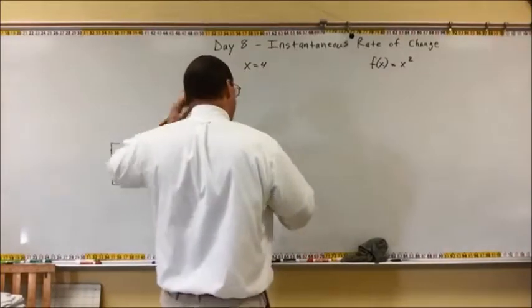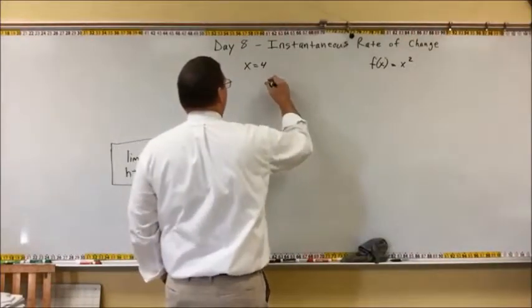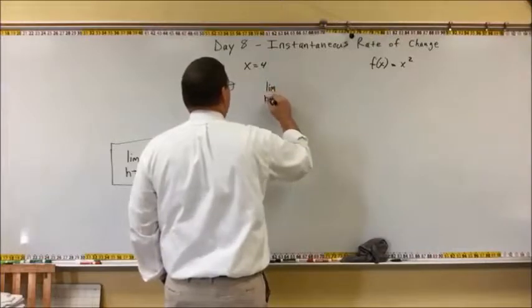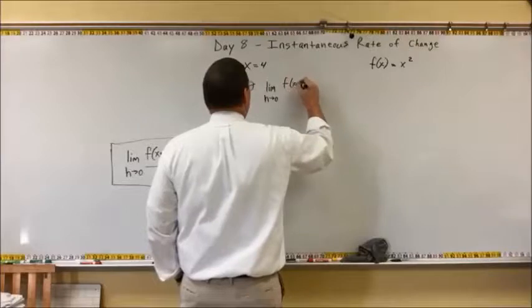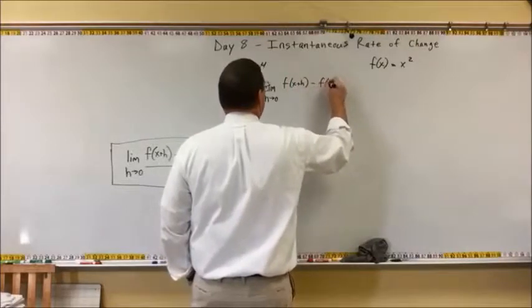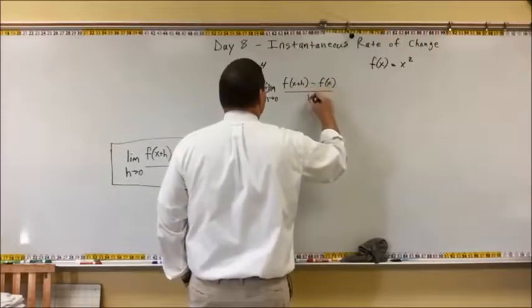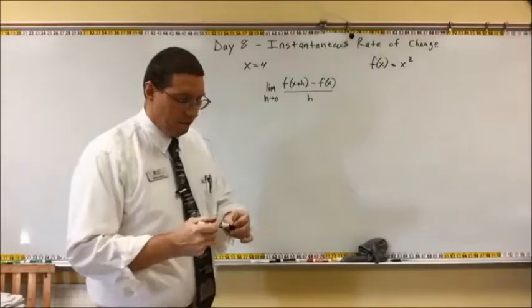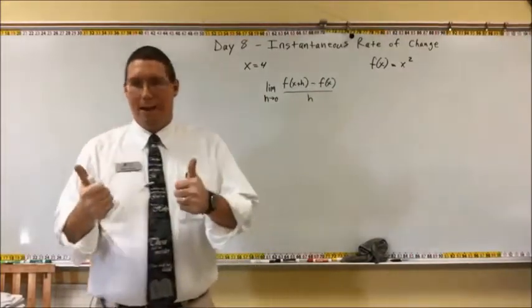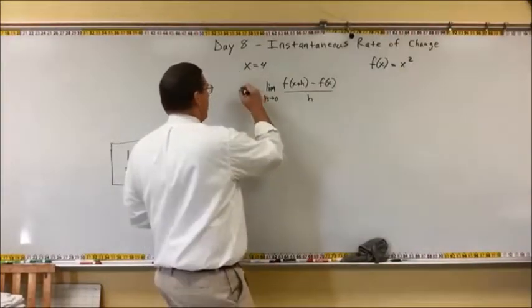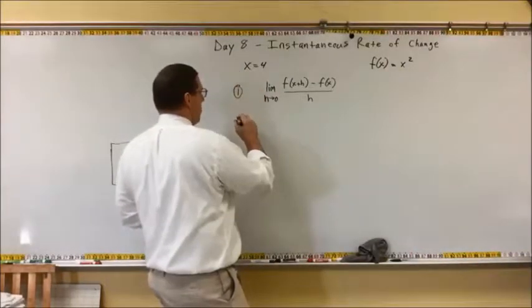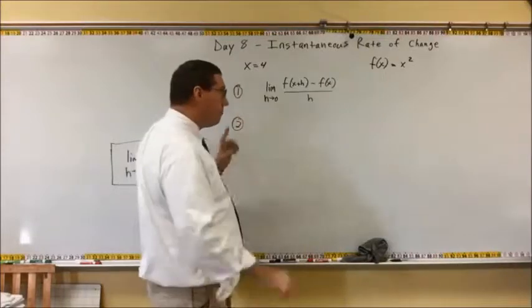Here's what we're going to do. We're going to start with the limit as h approaches 0 of f of x plus h minus f of x over h, which is our limit definition of the derivative. We're okay? Now, that's going to be our first step. So, in fact, I'm going to write them as steps. Step 2, here's what we're going to do.